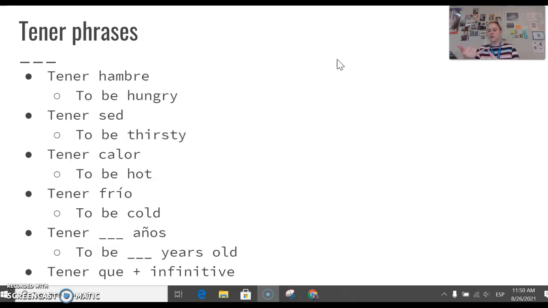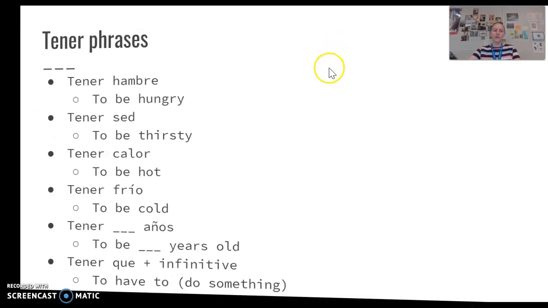You also use tener with another word, like tener suerte, to be lucky, or tener prisa, to be in a hurry, tener cuidado, to be careful. So tener suerte, to have luck, tener prisa, to have haste, tener cuidado, to have caution. We're going to get to some of those later on, but tener, like I said, in English, we use to be. In Spanish, we use to have. The next one that we're going to talk about is ir.